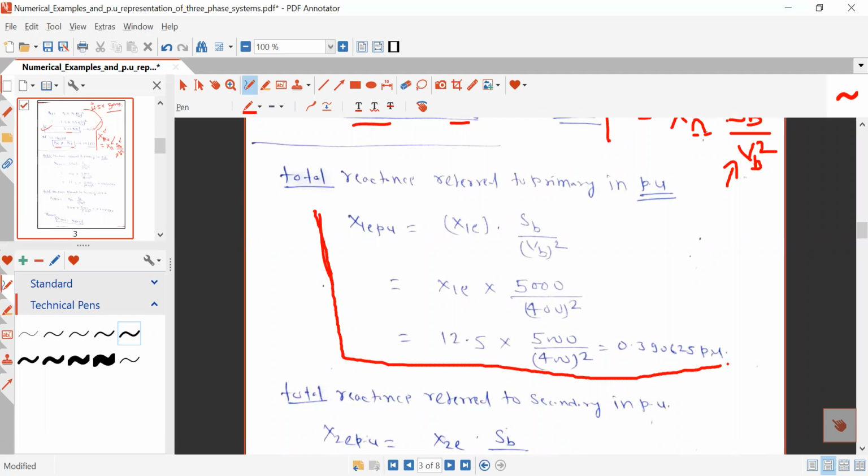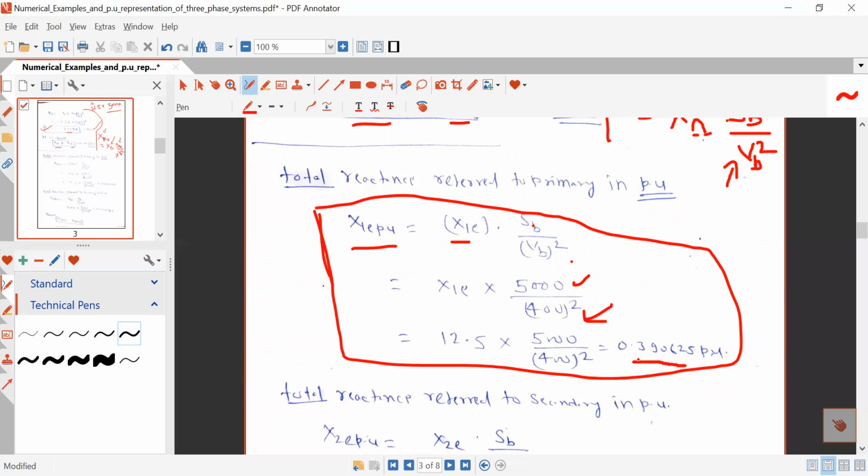So in this way, you can calculate the total reactance of the transformer referred to the primary side: actual value into SB by VB square. SB is given in the problem, and for the primary side, base voltage will be 400. So after substituting all of these values, the total reactance referred to the primary in per unit system will be 0.390625 per unit.